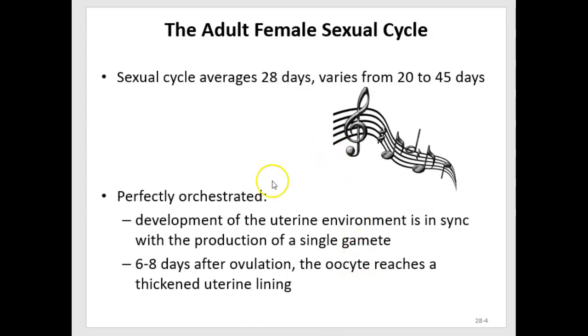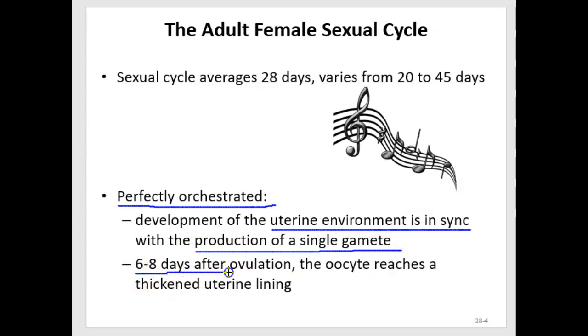So this adult female sexual cycle, or reproductive cycle, is perfectly orchestrated. We will see that the development of the uterus, or the uterine environment, is perfectly in sync with the timing of the production of a gamete. So that 6 days after ovulation, a fertilized oocyte will reach a thickened uterine lining. Now, if the oocyte is not fertilized, another series of events occur, and we'll talk about that too.